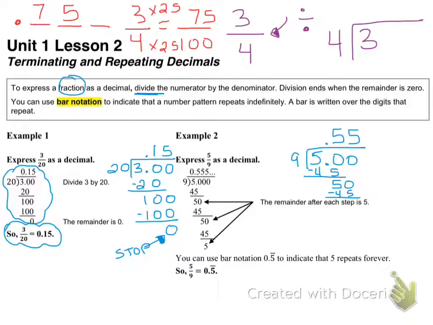So what we do is we put a bar over the number or the digit that's going to repeat. We call that bar notation. We would read that as 0.5 repeating. So 5/9 can be written as 0.5 repeating. Now that's different than just 0.5. We read that as 5/10. That is not the same as 0.5 repeating. Okay, those are not the same as each other. 0.5 repeating is slightly bigger.